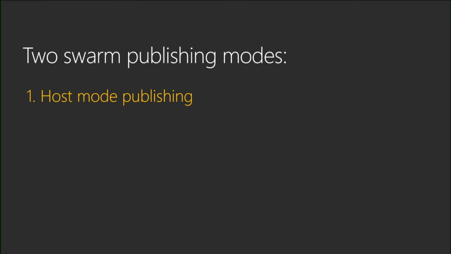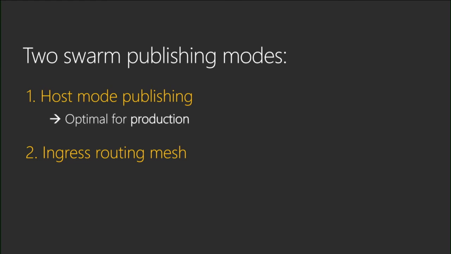This has been supported on Windows since we supported Swarm mode since February. And the second is routing mesh, which is the one I'm actually using in my demo, and it's new to Windows. It's the default for Docker. And so the main take home that I want you to take, I'll explain both of these, but the main difference between them is that host mode is definitely more optimal for production.